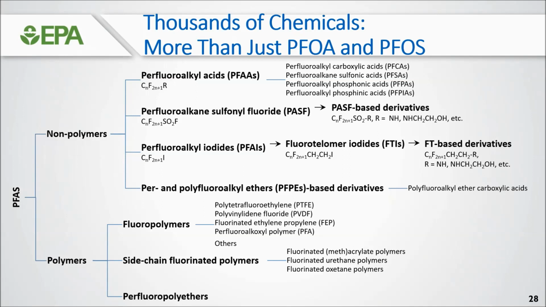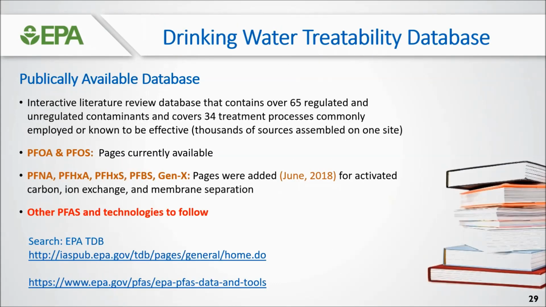Some of these are precursors to others. So if they degrade, some can degrade, but they degrade to other PFAS largely. And so it's a large assortment of PFAS. Just to note that the treatability database has a series of PFAS located within it if you go searching for it. So it has PFOA and PFOS, and then it has another category called PFAS, which includes data for some of the other more shorter chain PFAS.